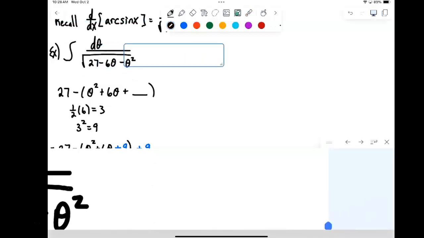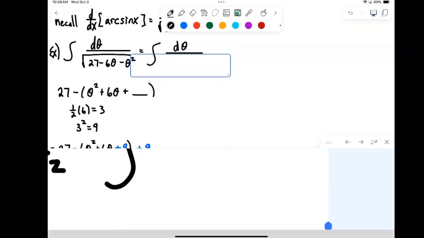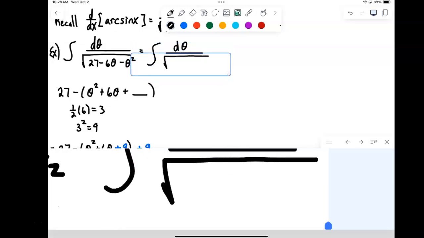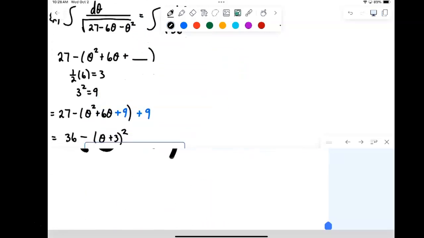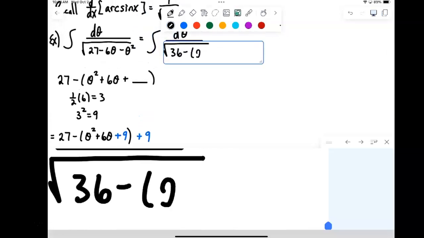So that will give me the integral of d theta over the square root of 36 minus theta plus 3 quantity squared.